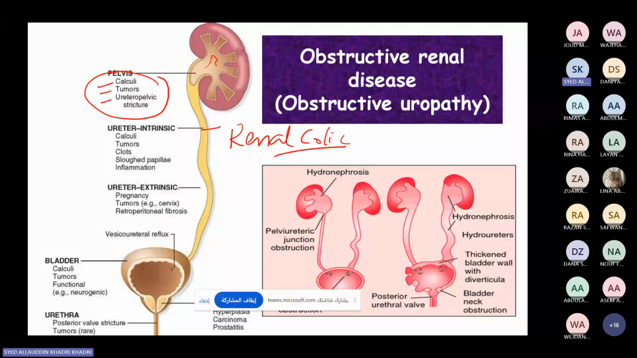When you come to the ureteric extrinsic causes, pregnancy with an enlarged uterus compressing it, tumors and retroperitoneal fibrosis will cause obstructive uropathy. Coming to the bladder, we have calculi, tumors and functional causes. Functional neurogenic bladder was also one of the differential diagnoses in your trigger case analysis. I remember that.